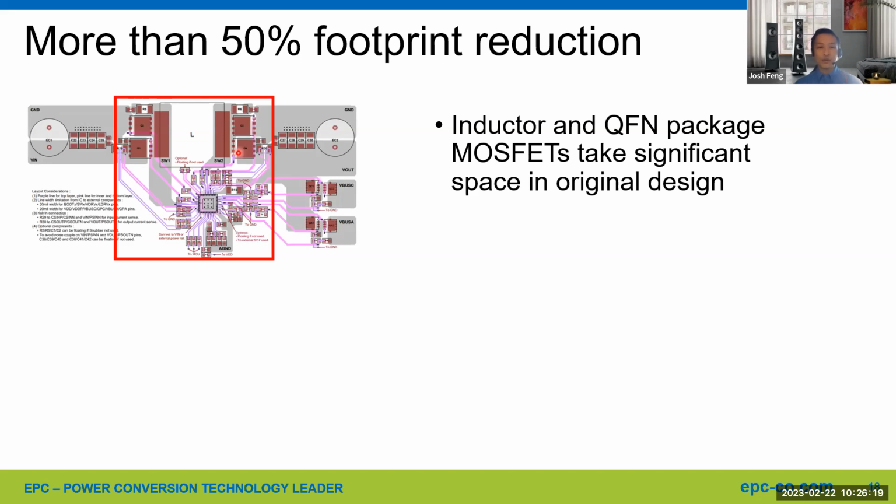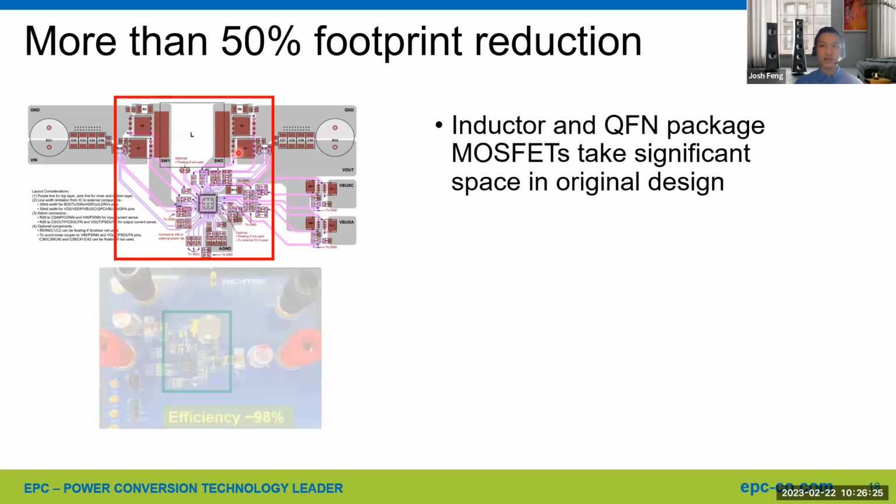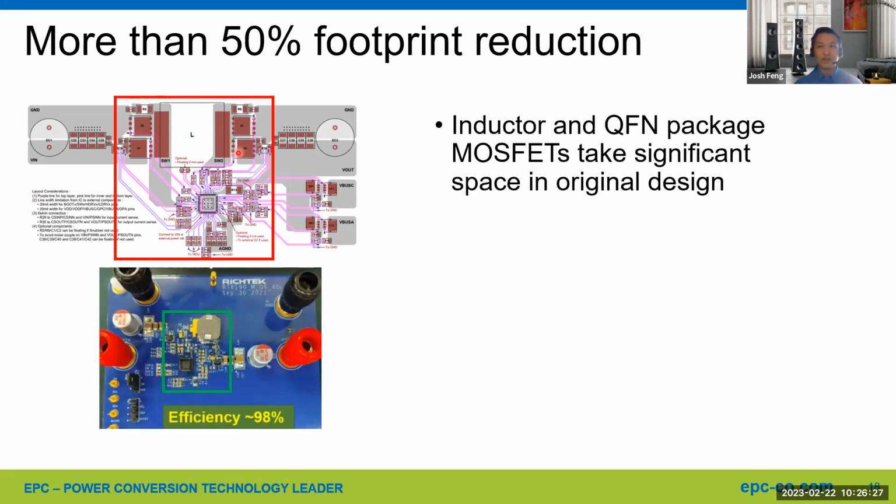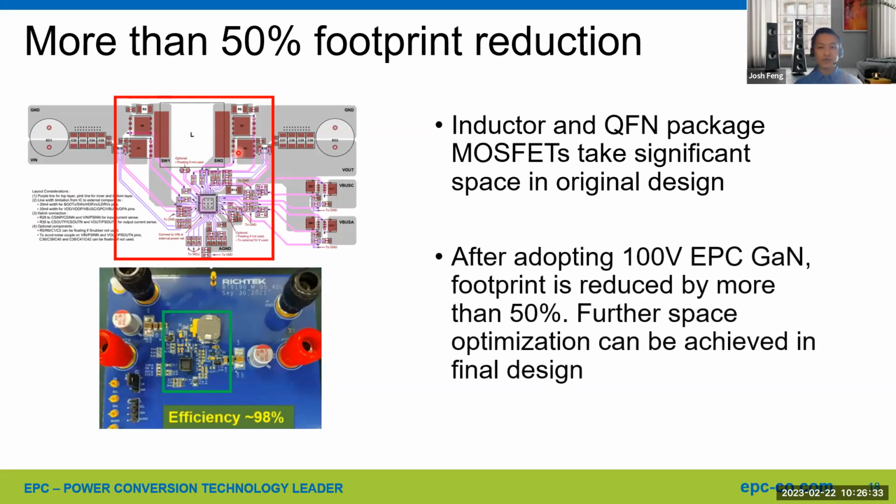So after a couple of elaborations with them, in the latest revision of the eval board, taking advantage of a 100-volt GaN device, they were able to reduce the buck boost section footprint by more than 50%, and they claim efficiency improved by 1 to 2%. In this case, they believe further space optimization can be achieved in the final designs. And this is actually quite attractive.